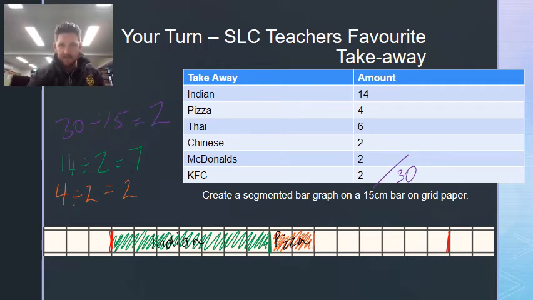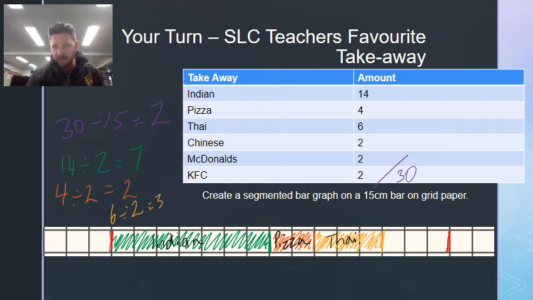I'm going to use yellow. I'm going to look at Thai. So I've got 6 teachers. I know each are worth 2. 6 divided by 2 is 3, which would then mean that I have to colour in 3 squares. 1, 2, 3. And I am going to quickly label it as Thai.